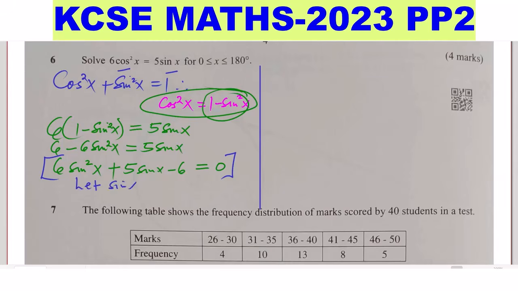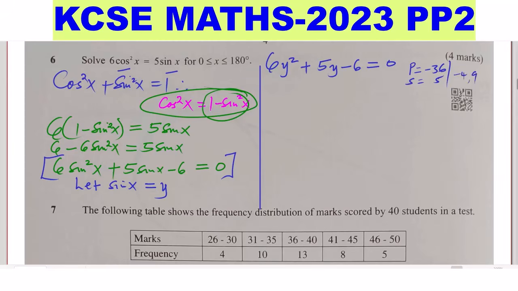So let sine of x be any letter, let's say y. If sine x equals y, what about sine squared x? That will be y squared. So we have 6y squared plus 5y minus 6 equals 0. This is a quadratic equation. You can solve it by the factorization method. Look for two numbers whose product is negative 36 and sum is 5. These are negative 4 and 9.